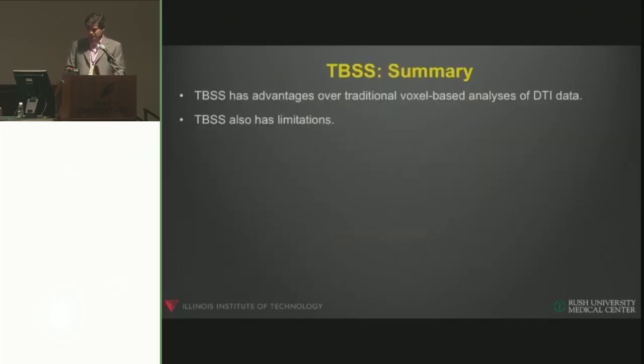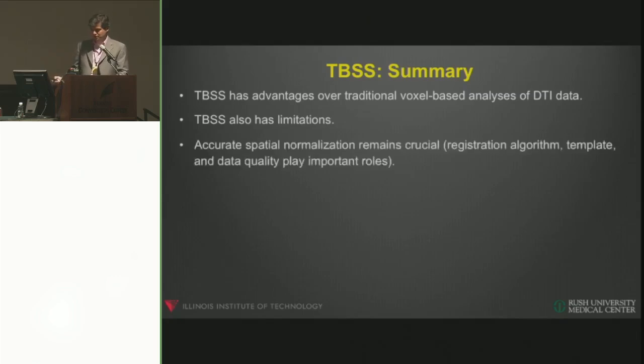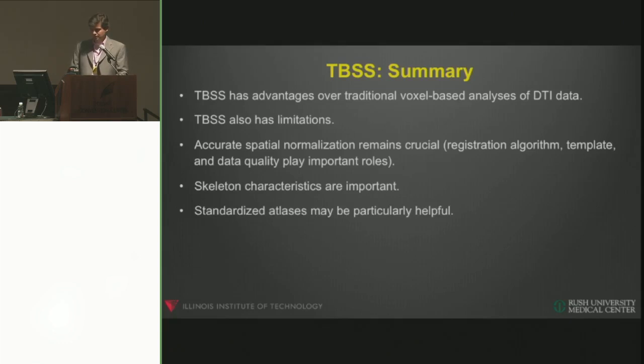So in summary, TBSS has advantages over traditional voxel-based analysis, but it also has limitations. Accurate spatial normalization remains crucial. We did not solve this problem. We reduced this problem, but we did not completely solve this problem. So it's important to get good spatial normalization accuracy. It's also a good thing to get a good skeleton. Skeleton characteristics are very important. And standardized atlases may help you in several parts of the TBSS process.